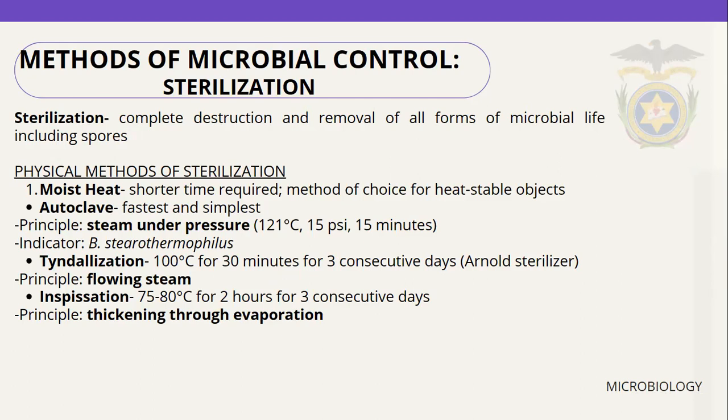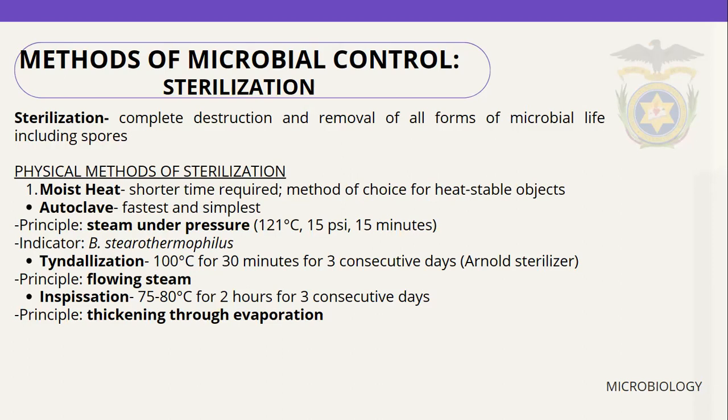We have moist heat, which requires a shorter time, and it's the method of choice for heat-stable objects. We have the autoclave as an example. It's the fastest and simplest. The principle of the autoclave is steam under pressure, used at 121 degrees Celsius and 15 psi for 15 minutes, and the indicator for the autoclave is Bacillus stearothermophilus.